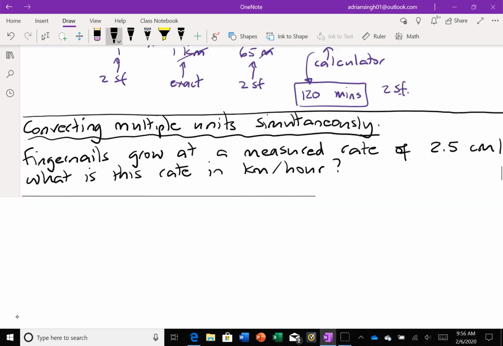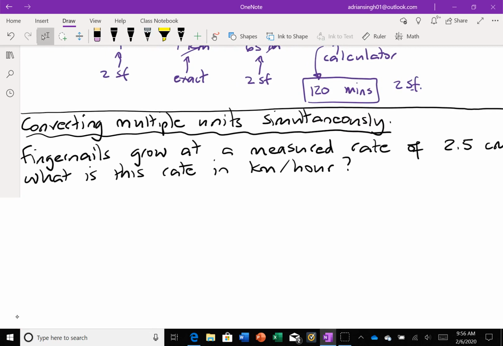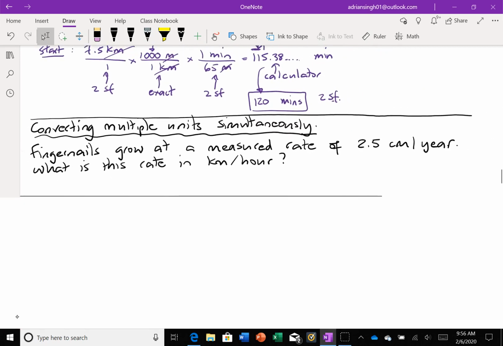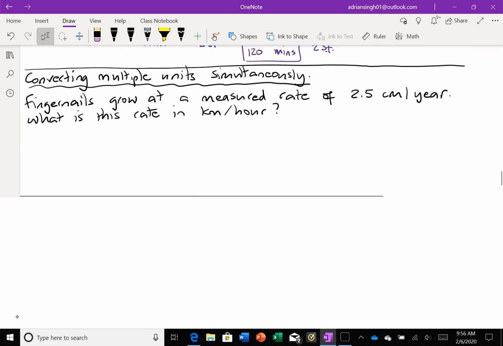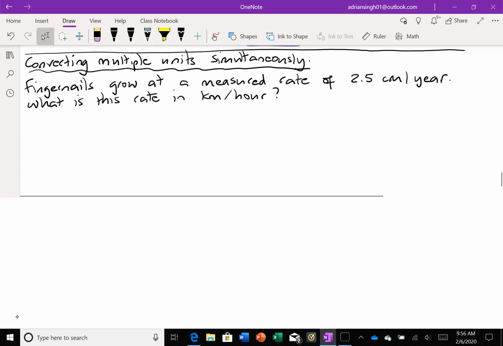Okay, so in some cases, we're going to find that, yes, we just have one unit to convert, and we can use our conversion factor to do that. In some cases, we're going to see we have multiple units that we have to convert simultaneously. It may seem ultra challenging, but really we can use the same technique that we've used before, and we can actually set up our conversion factors for both of those units at the same time. So let's take a look at how we can do this.